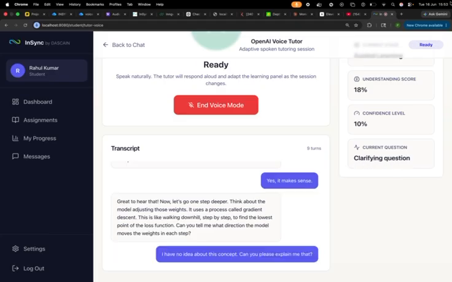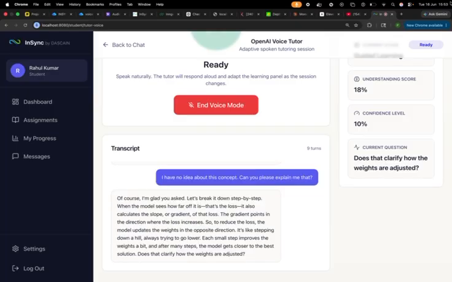Of course. I'm glad you asked. Let's break it down step by step. When the model sees how far off it is, that's the loss. It also calculates the slope, or gradient, of that loss. The gradient points in the direction where the loss increases. So, to reduce the loss, the model updates the weights in the opposite direction. It's like stepping down a hill, always trying to go lower. Each small step improves the weights a bit, and after many steps, the model gets closer to the best solution. Does that clarify how the weights are adjusted?